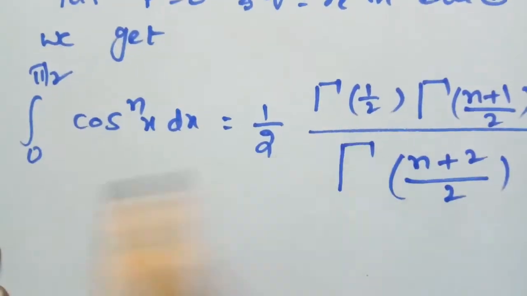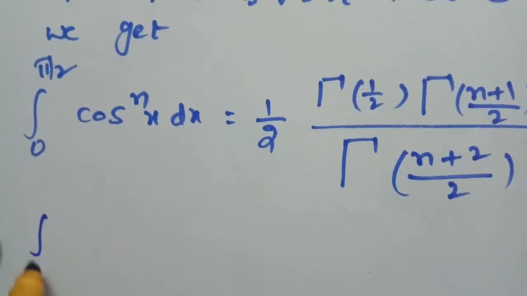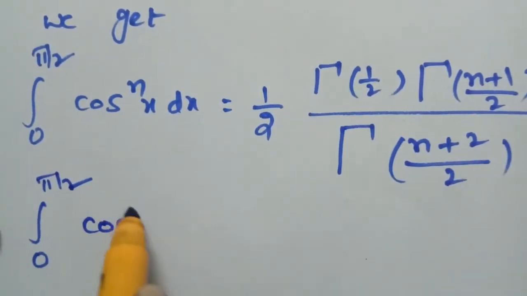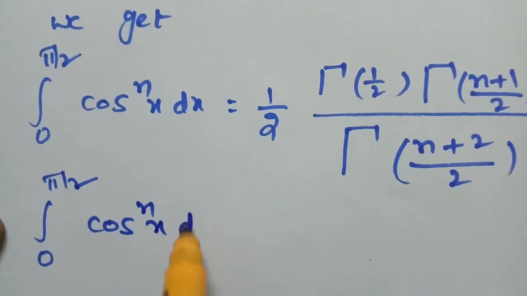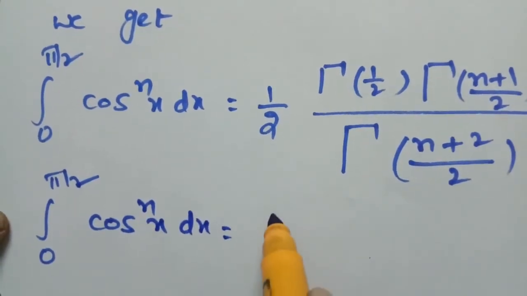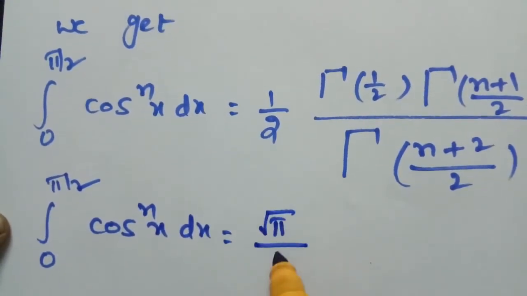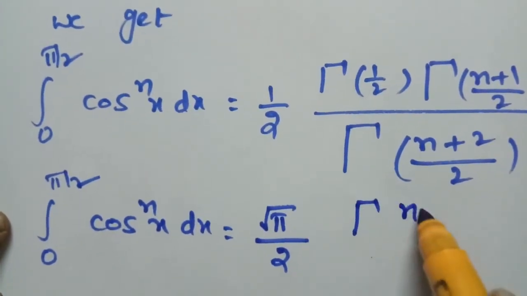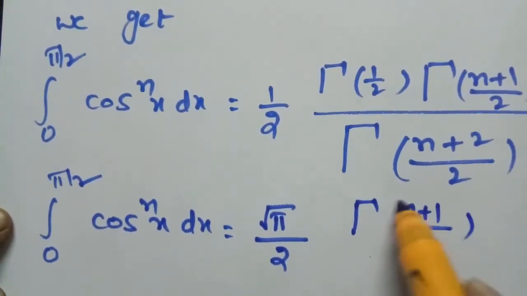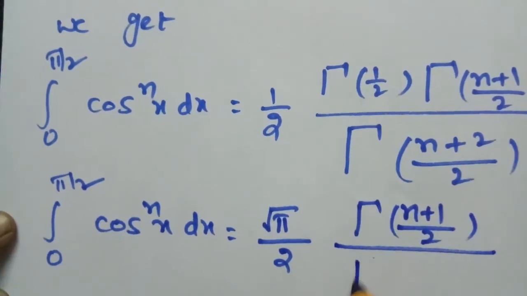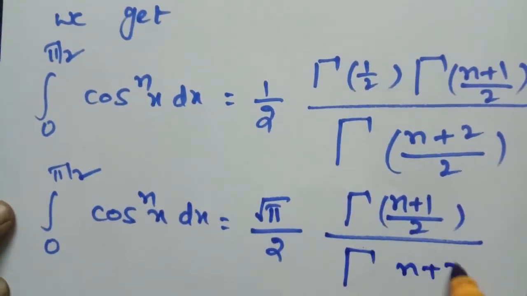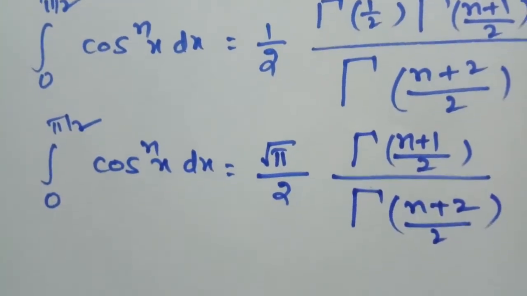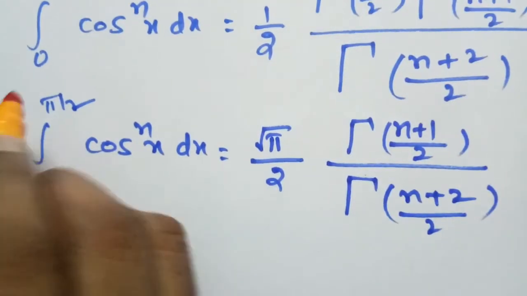So gamma half is equal to square root of pi. Just in the previous class we proved it. So therefore cos to the power of nx dx is equal to square root of pi by 2 into gamma (n plus 1) by 2 by gamma (n plus 2) by 2. This is our required answer.